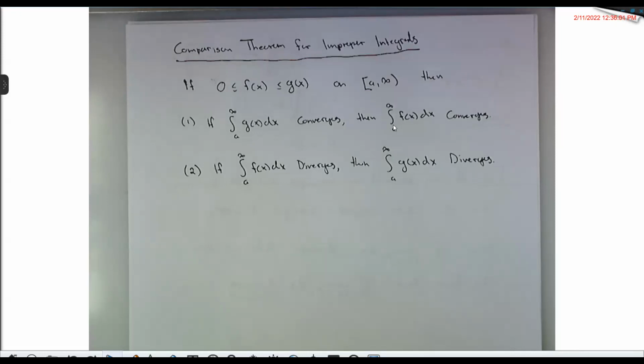So what we're saying here is if the green area is finite, then the purple area has to be finite because the purple area fits inside the green area. So the purple area has to be smaller. And if you're smaller than something finite, you have to be finite.